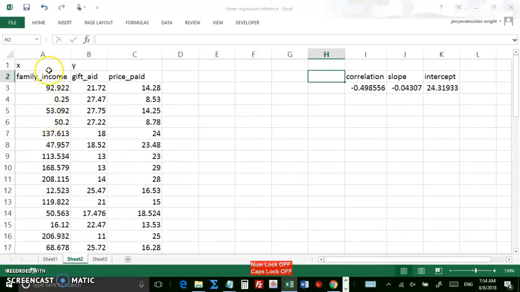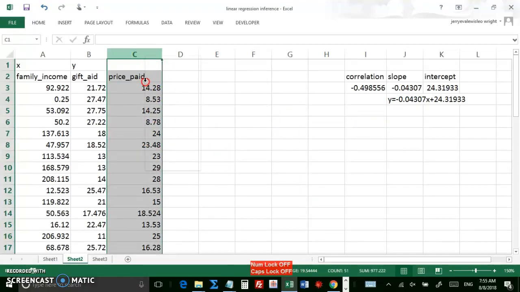All right, I've got my raw data, family income and gift aid. I figured out the correlation, slope and intercept of my least squares regression line. Just for reference, let's type this out here: y equals negative 0.04307x plus 24.31933. Okay, now, this price paid, we don't need that.